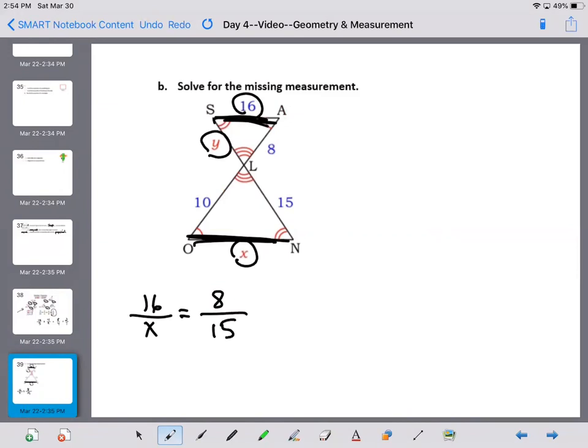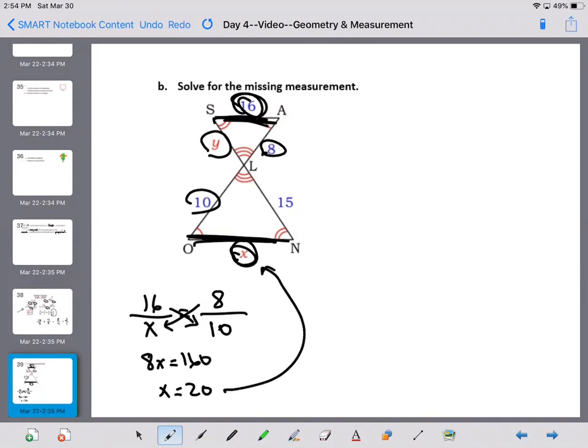Sorry, that should be 10. I'm comparing 16 to x and 8 to 10. So this is a proportion, so I can do cross multiplying. So 8 times x equals 160. So x is 20. So I know this is 20.